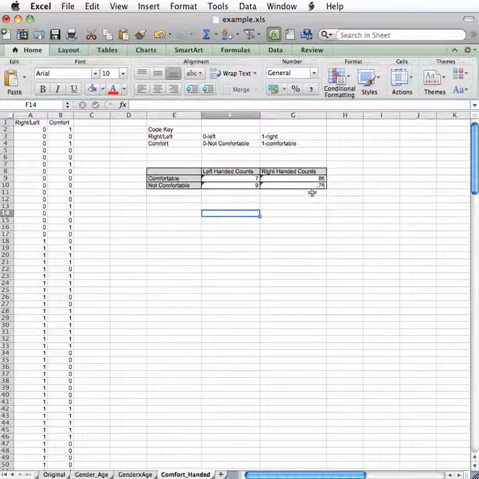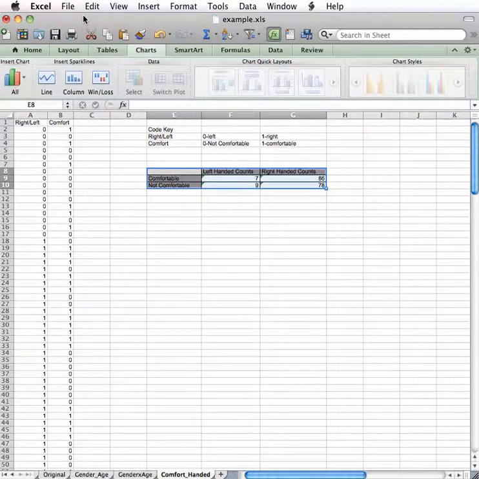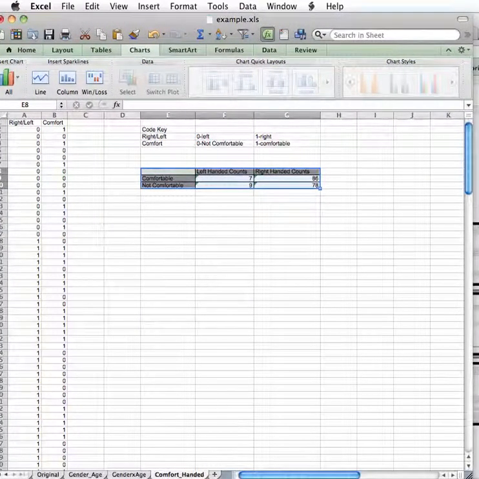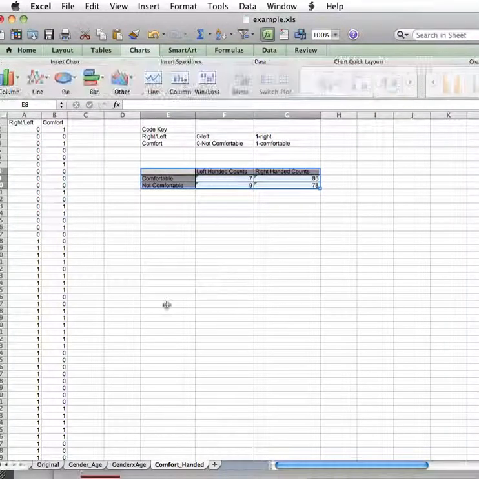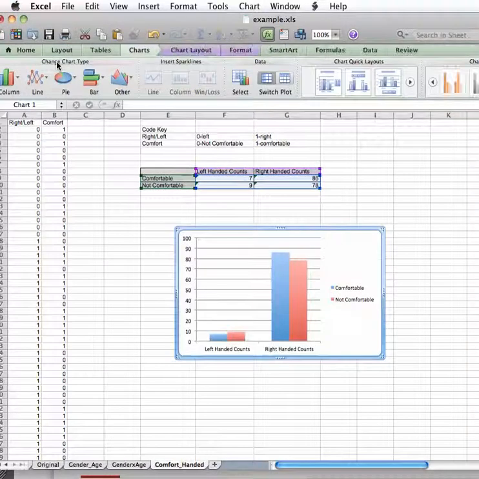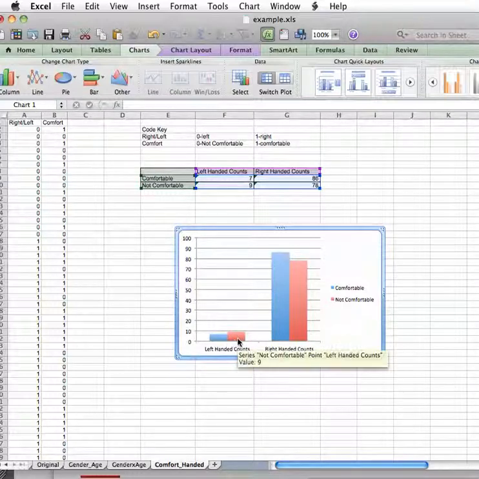Okay, now that I have the left and the right-handed counts for each of these, the next thing that I'm going to do is highlight the entire table. And then I'm going to go to my charts, and I'm going to do a side-by-side, and I have to extend this out so we can see all of my charts. So I'm going to do a column, and I'm going to do a clustered column like that. And what you see here is that we have our right-handed counts, and we have our left-handed counts here, and we see that we do the bars for comfortable and not comfortable.